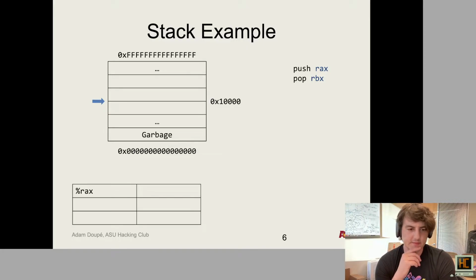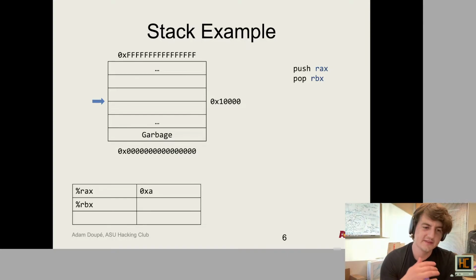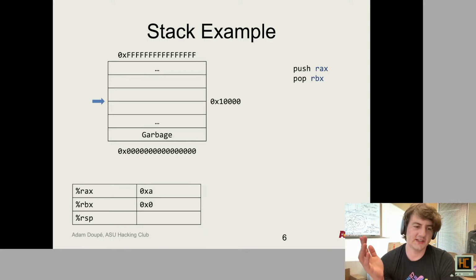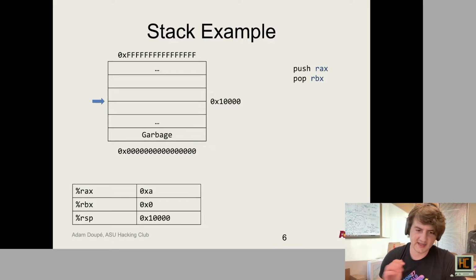Now, what are the values in my registers? The value inside the RAX register, we'll say for these purposes, is 10, so it's hex A. RBX, no idea, we'll say 0. Now, what is the value of RSP? Kind of a similar question to the one I asked when we were looking at the other code. What does it have to be? It's hex 10,000.